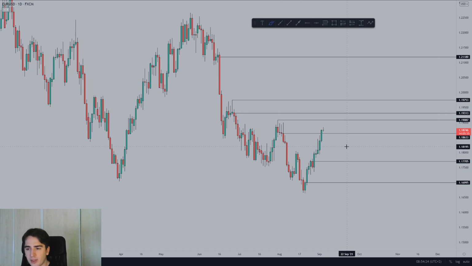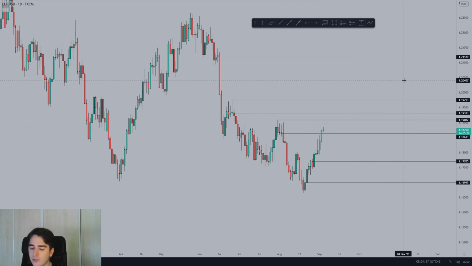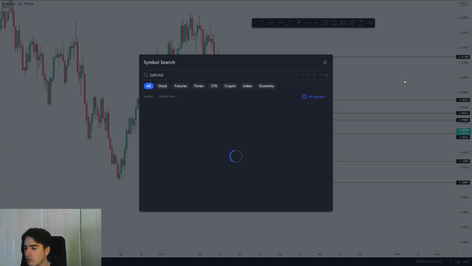These are my levels, copy them. These are the levels I'm expecting resistance from potentially, and these two levels are the levels that I'm expecting potential longs from. So yep, that's Euro dollar. Let's head over to pound dollar.